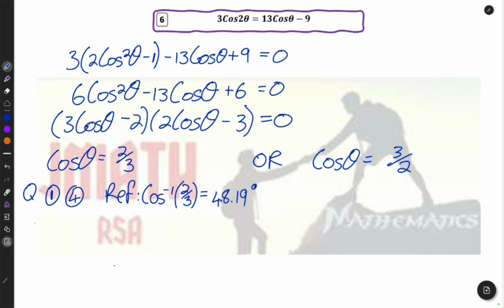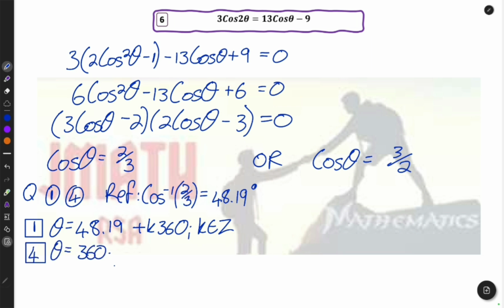Okay, so now if I solve this, in quadrant 1, theta would just be equal to the reference angle, so 48.19 plus K360, and then K is an element of Z. That's it for quadrant 1. For quadrant 4, it's just going to be theta is equal to 360 minus 48.19 plus K360, and that just simplifies to 311.81 plus K360.